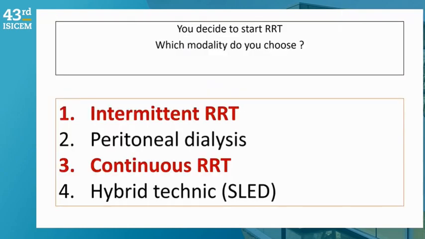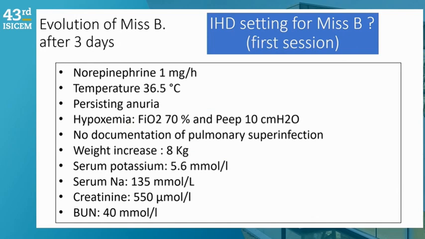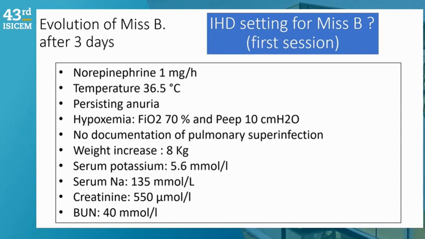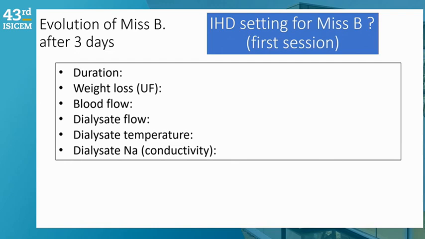So you decide intermittent, continuous, why not? Miss B, first session, my question, finally, somebody tells you, okay, start intermittent. Remember, Miss B, we will try to do this. Yeah, Miss B, norepinephrine 1 milligram per hour, temperature 36, persistent anuria, weight increase 8 kilograms, blood urea nitrogen 40 millimoles per liter. So you are the doctor in charge.